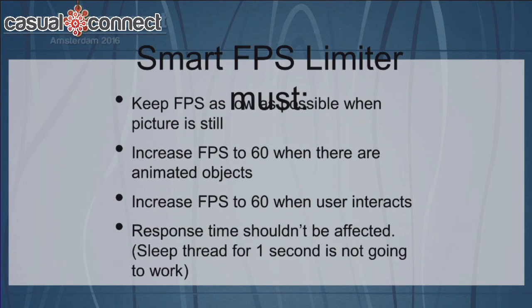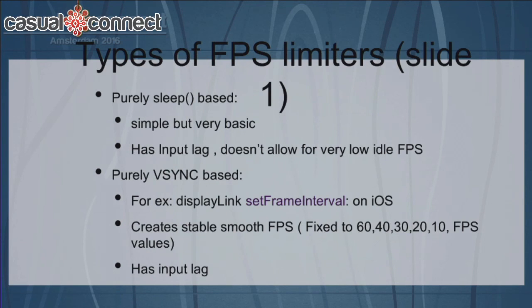So the good FPS limiter would keep frame rate as low as possible when the picture is still. You will increase it to 60 frames a second, or the maximum, when you have animated objects in the scene, and you will increase it to 60 when the user interacts. And response time shouldn't be affected. So sleeping the thread for 1 second is not actually going to work. You have to do something smarter than that.